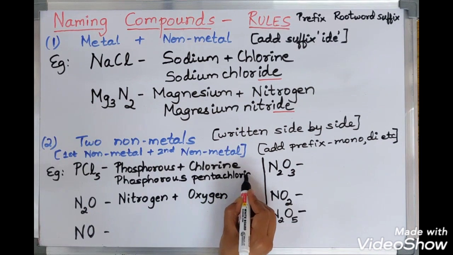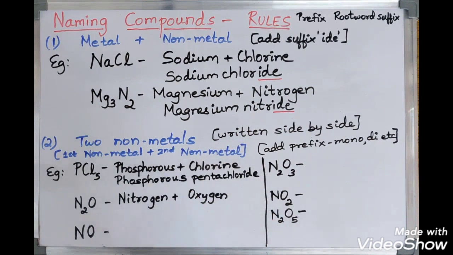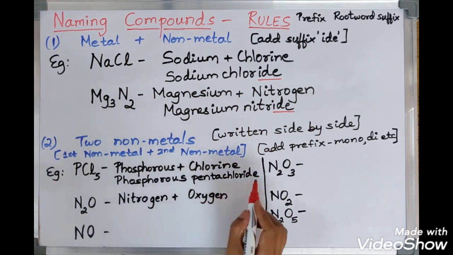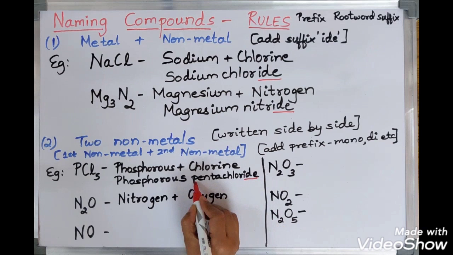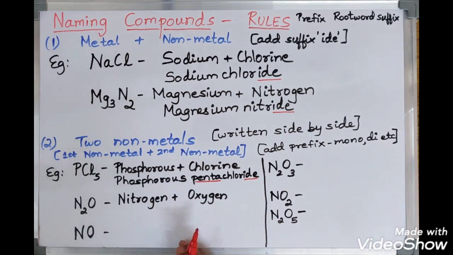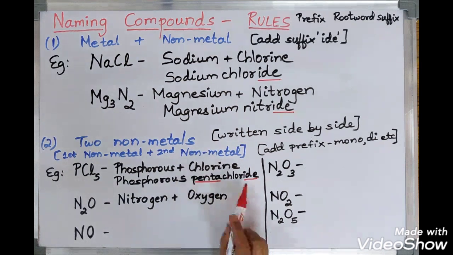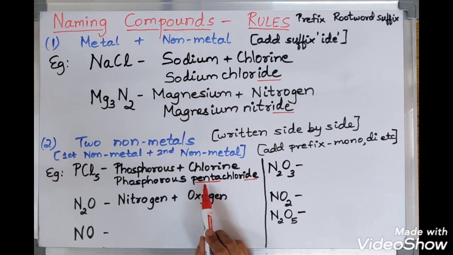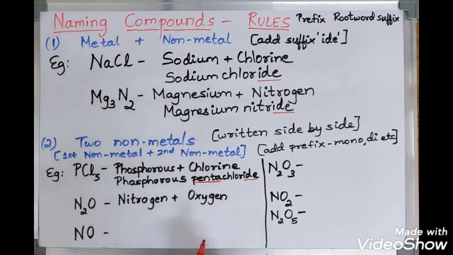Now we retain the first rule, adding the suffix to the second non-metal, that is, to the root word we add a suffix. Here, before the root word, we add a prefix. So here two things you need to keep in mind. First, the suffix of the first rule is retained as it is, then the prefix we are writing here, that is penta.